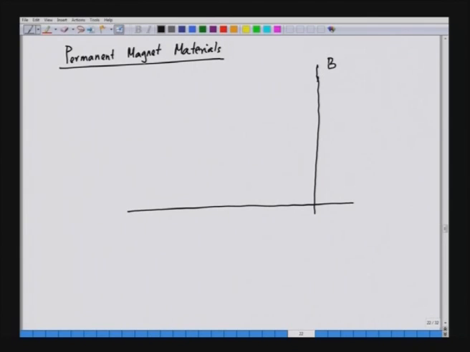So, we have B on the y axis and H on the x axis. We have the origin. This is the flux density, and the unit of B is Tesla, and the unit of H is kiloampere per meter. We can plot the BH curve of typical magnetic materials available for application in electric machines. One type of magnetic material is called Alnico magnetic material. So, we will start with Alnico.